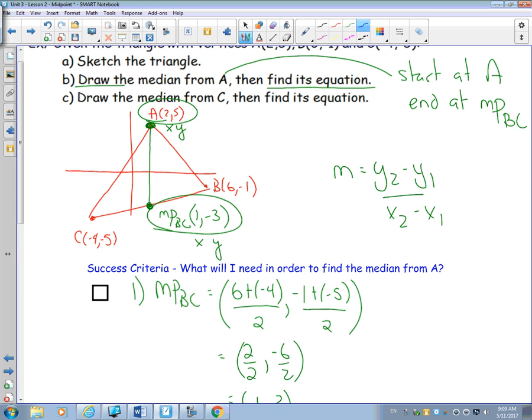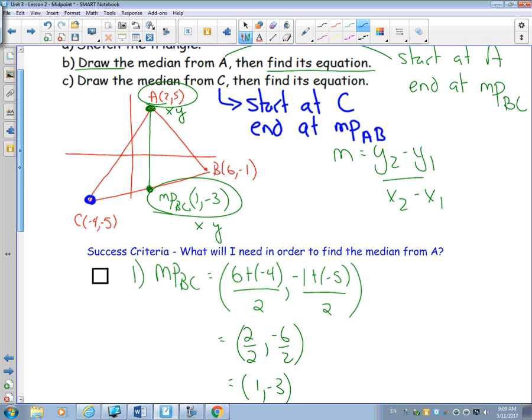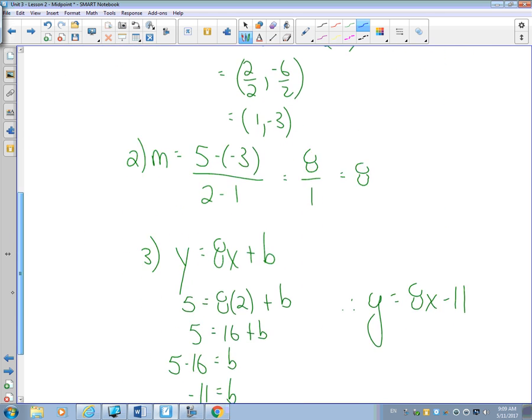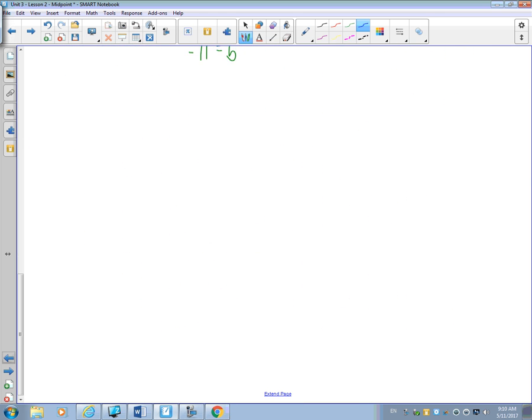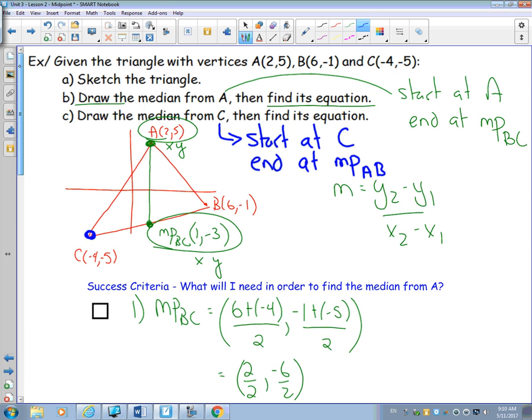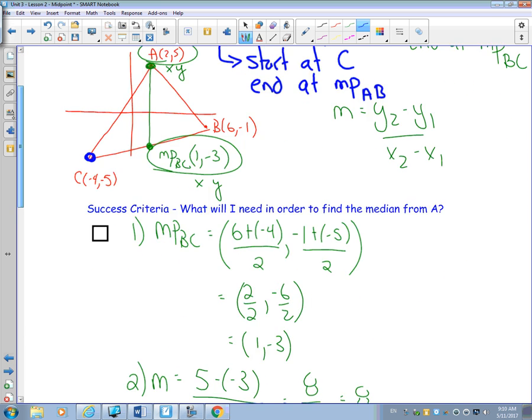So if I'm doing the median from C, I know I have to start at C. But I have to figure out where to end. So I start at C and I end at the midpoint of the opposite side, which would be the midpoint of A and B. Oh, I don't know that yet. I better find it. All right, so step 1, midpoint of A and B. I'm going to go way down here at the bottom, okay? So we're doing part C. I want to find the midpoint of A and B. So we're going to take our coordinates way up here at the top, add them together, divide by 2. That's all we're doing.